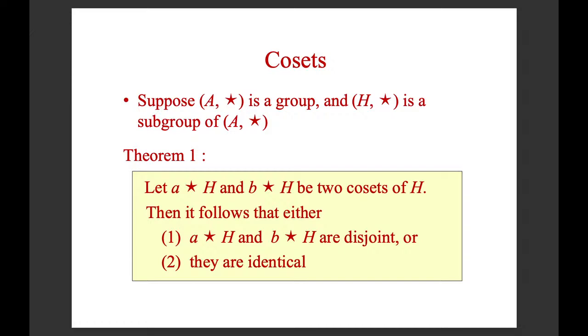Now, an important fact here is, suppose that H is a subgroup of A. So A star is a group, H star is a subgroup. Then for any two left cosets with distinct items A and B, A star H and B star H, there are only two possible cases to occur. Either these two cosets are exactly the same, they are identical, or these two cosets are disjoint.